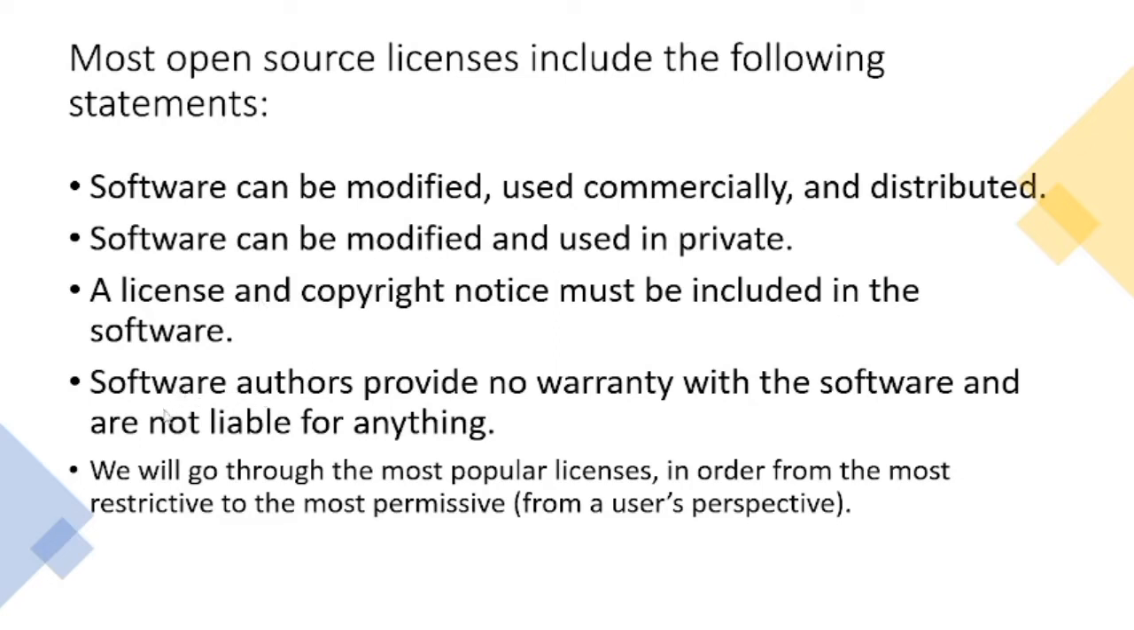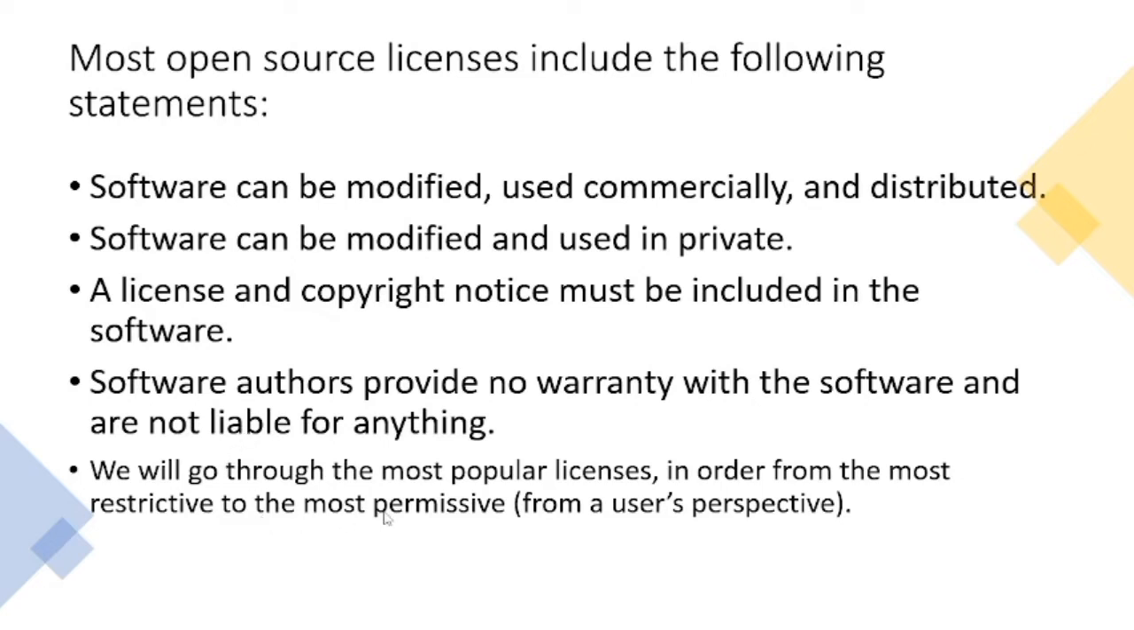The fourth thing is that the software author provides no warranty with the software and is not liable for anything. Whenever we publish software under open source licensing, we do not hold any warranty for the software and are not liable for anything. It can be malicious or anything else. You have seen this kind of notice in Linux installations, whenever we install any free Linux.